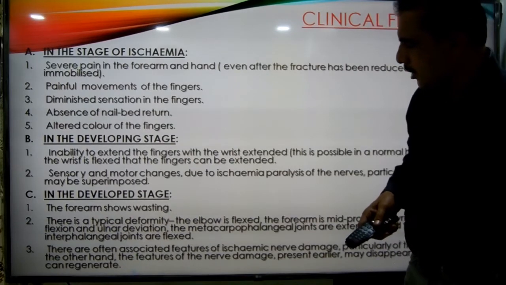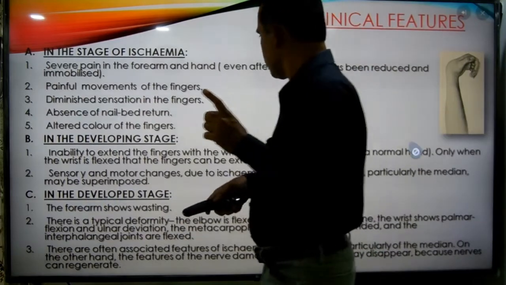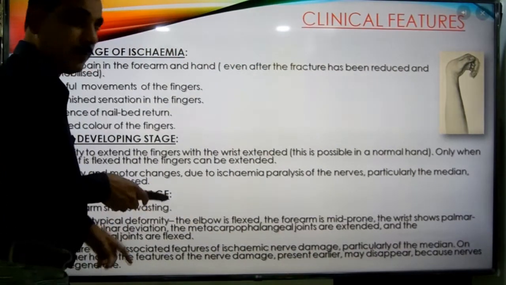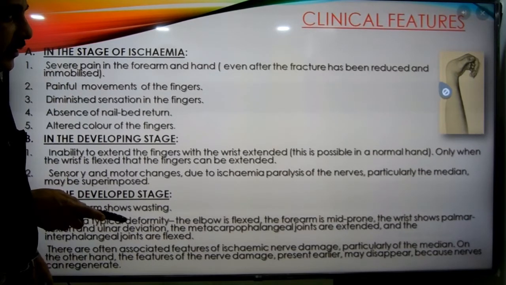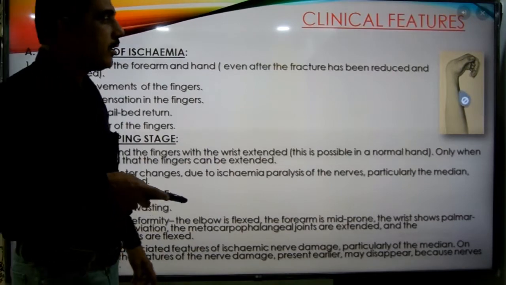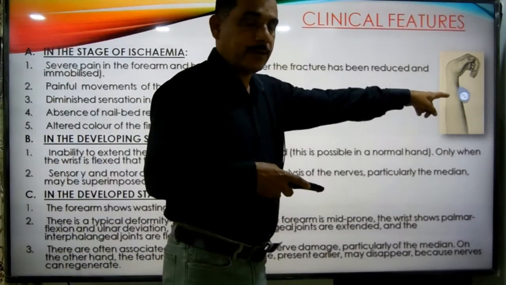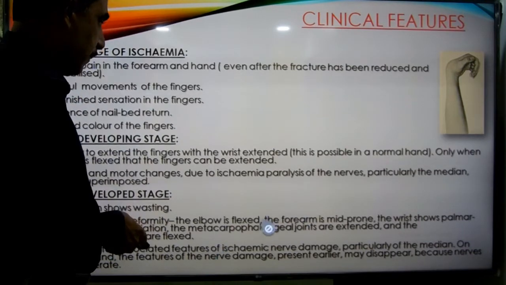Second, there is a typical deformity. It is a feature of Volkmann's ischemic contracture. This is the typical deformity. See in this figure. This is the typical deformity. And what deformity is that? The elbow is flexed.